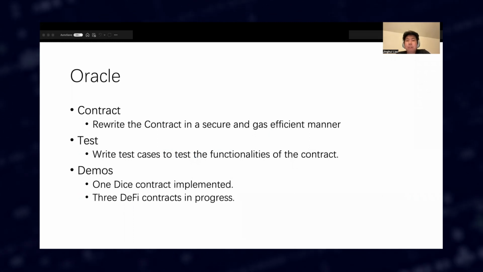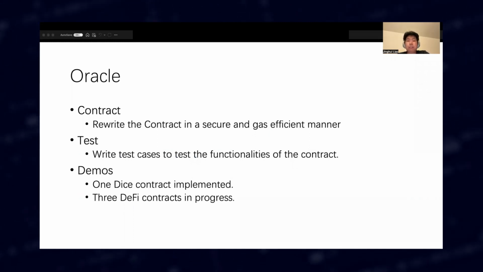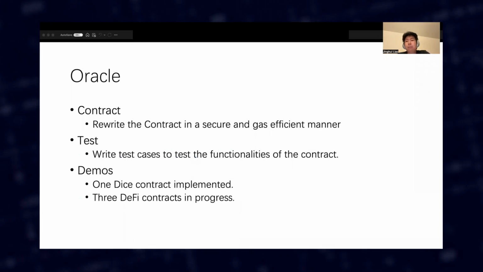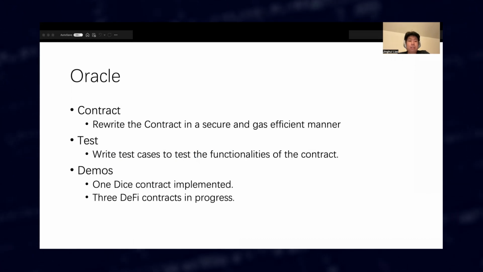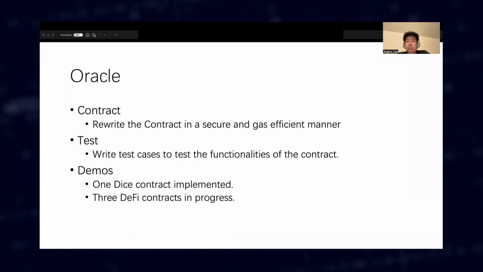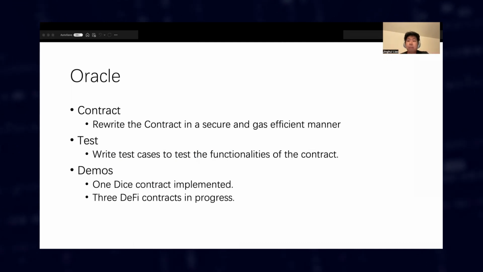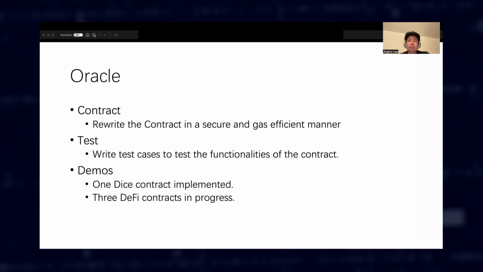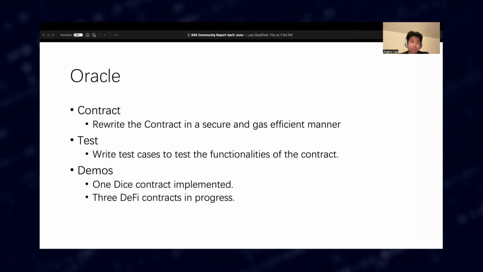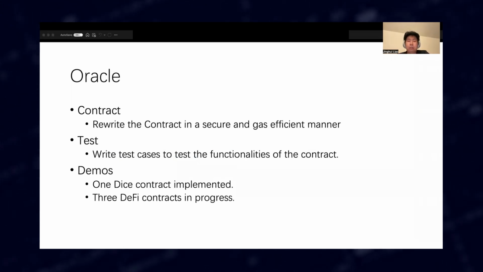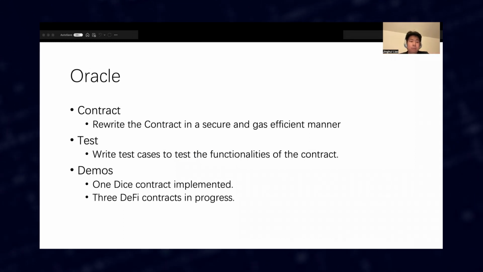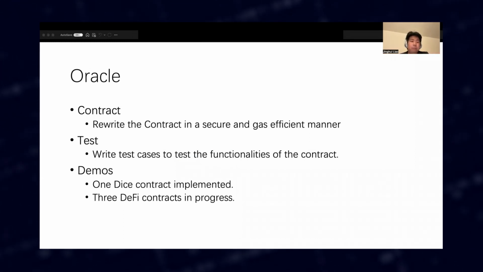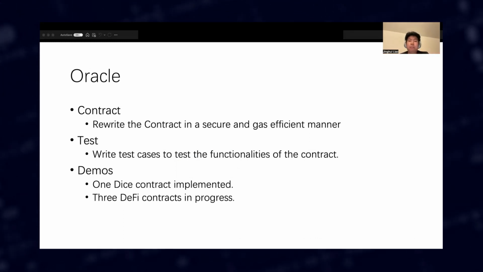We rewrote the contracts because the previous contract was just for demonstration. This time we considered security and gas efficiency more, so it's a brand new smart contract. We have it written, designed, implemented, and tested. And then we also re-implemented the node program in Rust to make it compatible with the new contract.